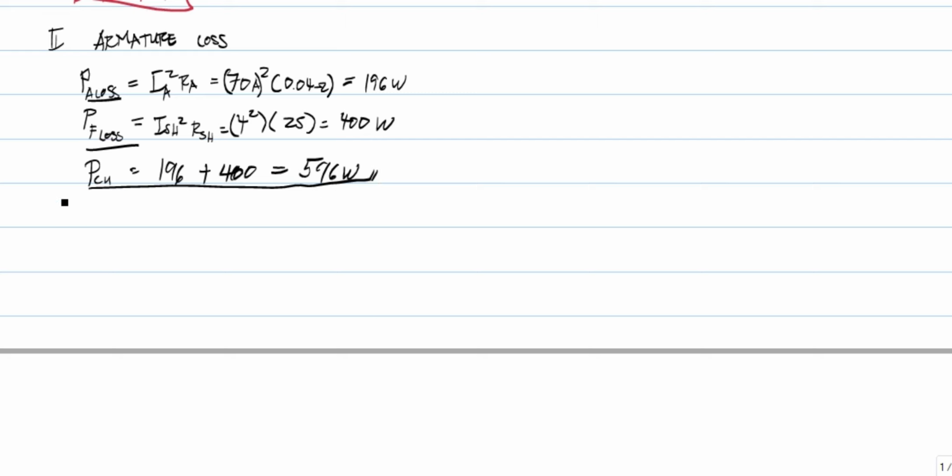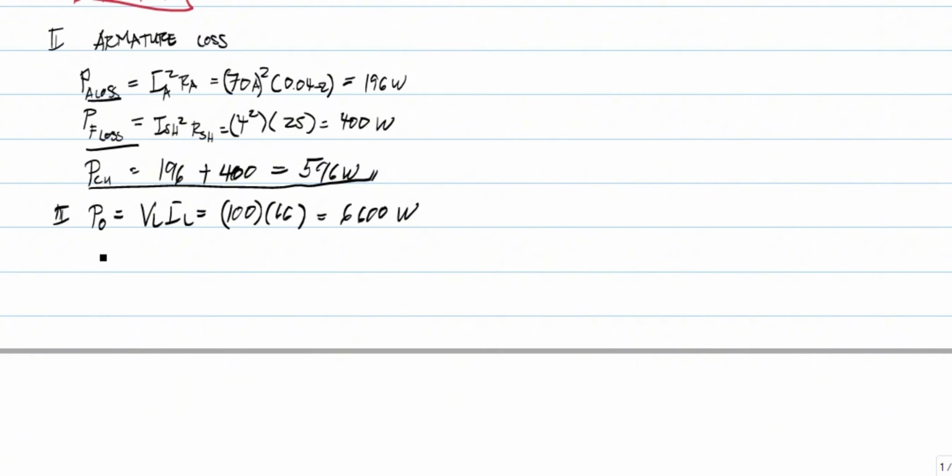Then we have the output PO of VL times IL, which is 100 times 66 amps. Now we have 6,600 watts.